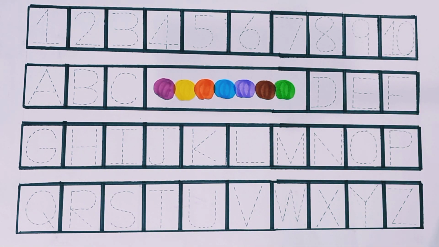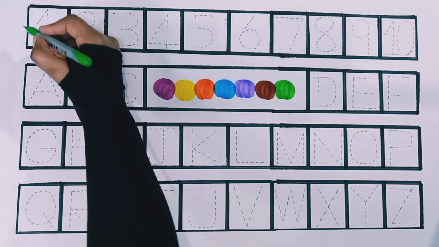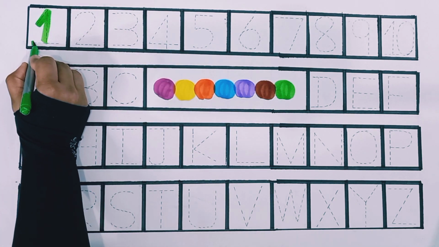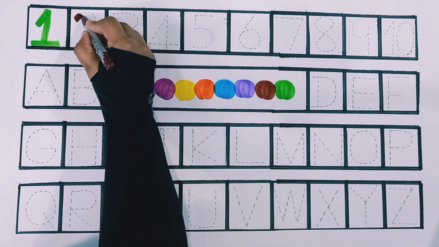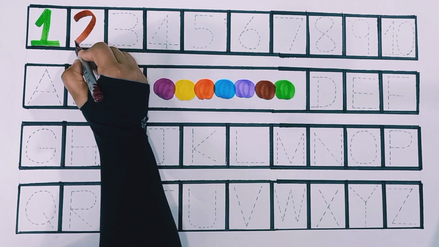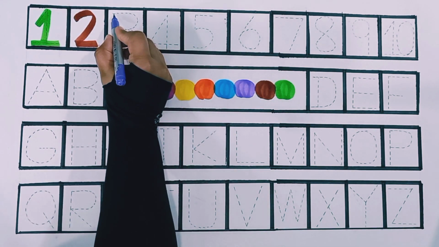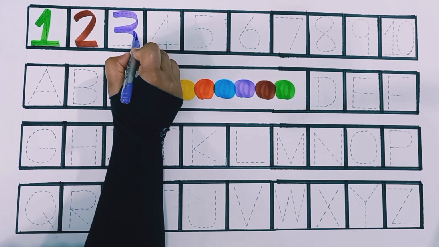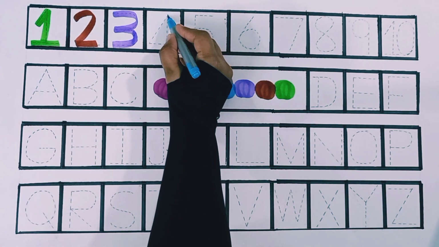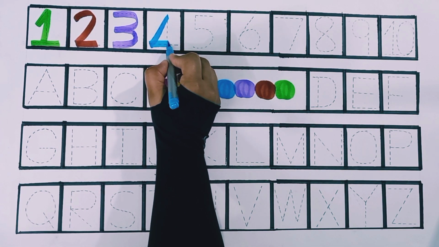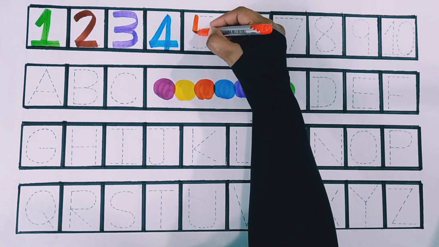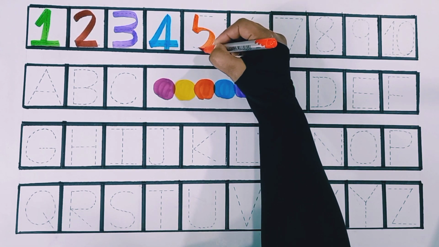Let's learn the numbers 1 to 10. Light green color 1, maroon color 2, lavender color 3, sky blue color 4, red orange color 5.